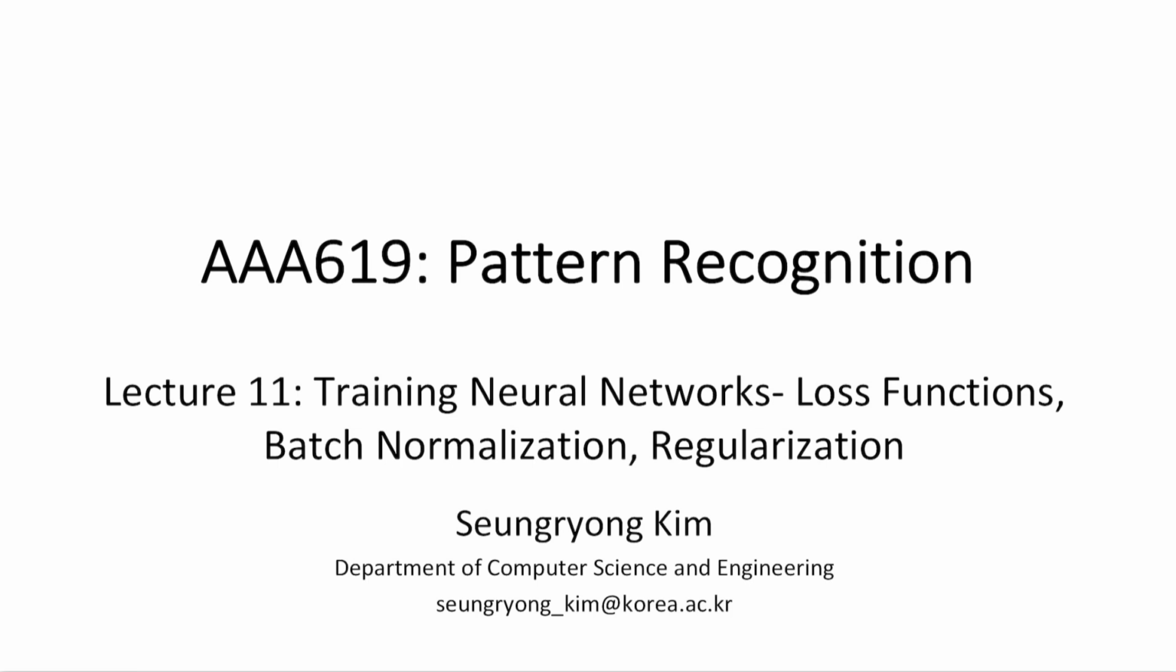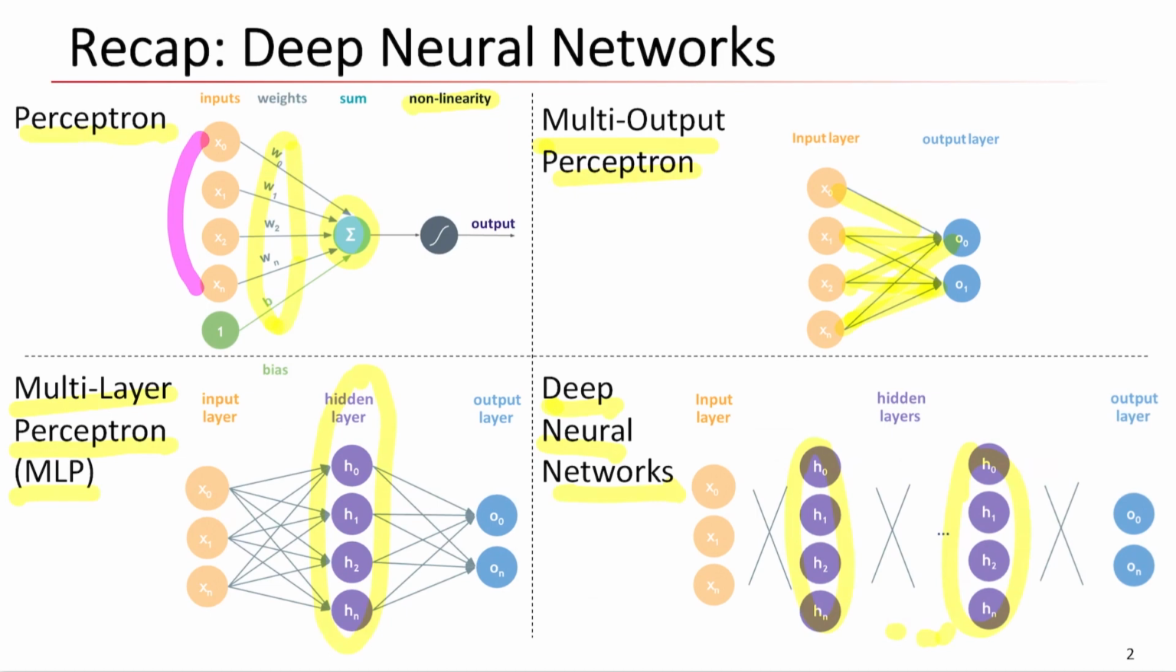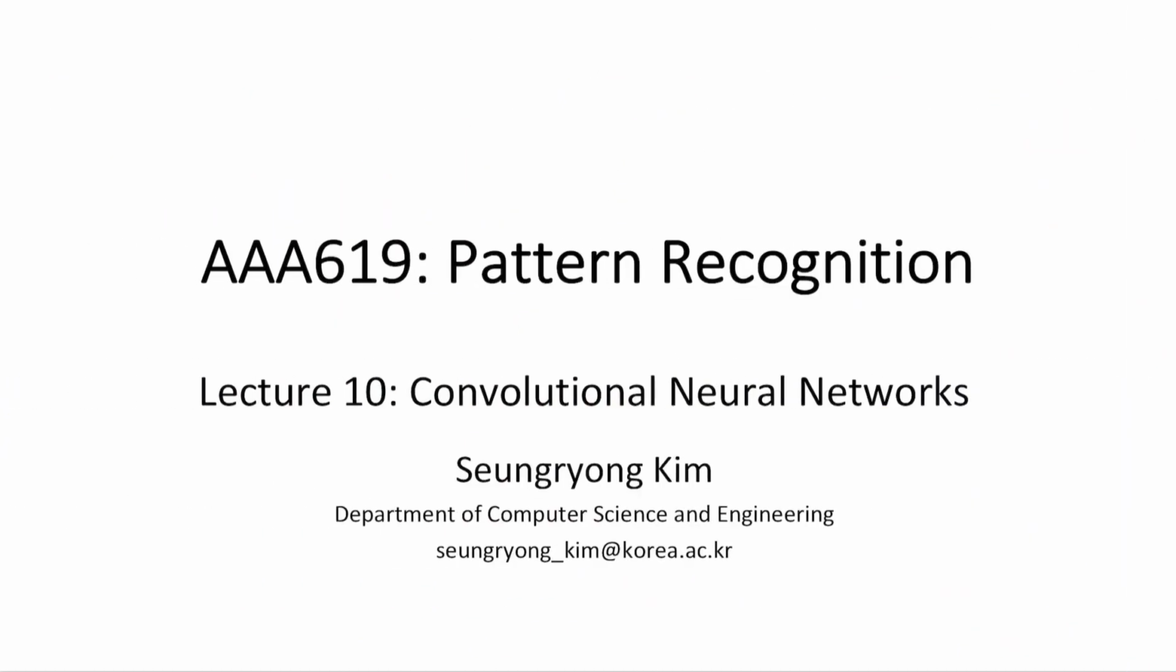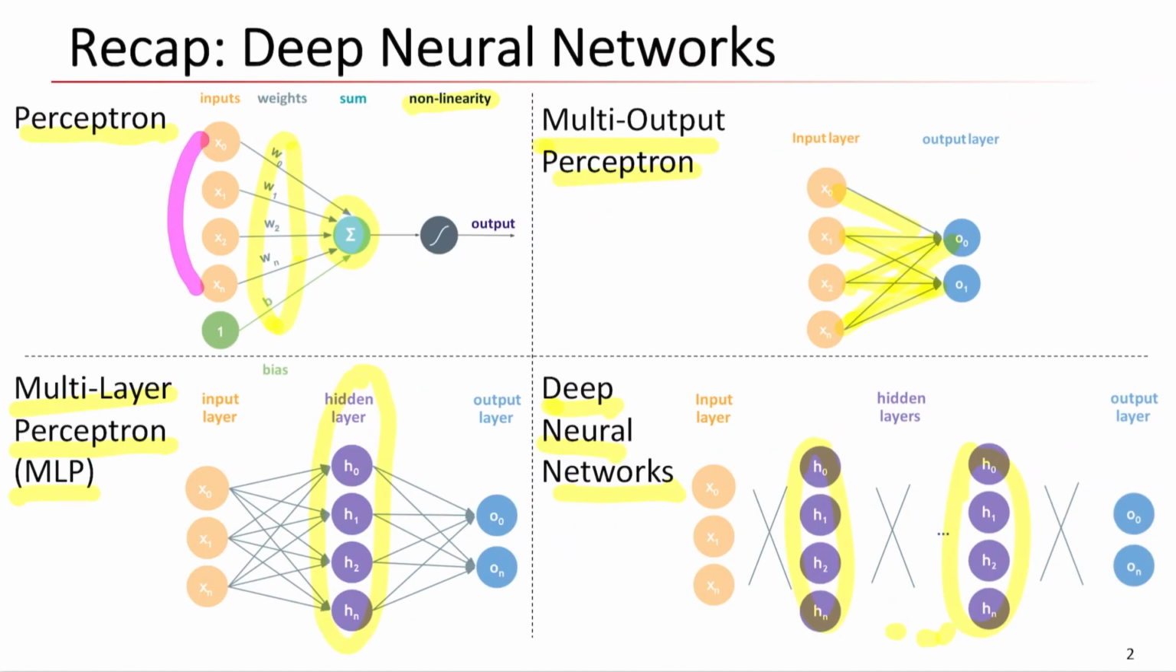Before starting, let's recap what we have done so far. This is lecture 10, right? Last week we talked about what a deep neural network is. Compared to the perceptron, multi-output perceptron, or multi-layer perceptron, a deep neural network consists of several kinds of hidden layers with deeper weight functions, right?